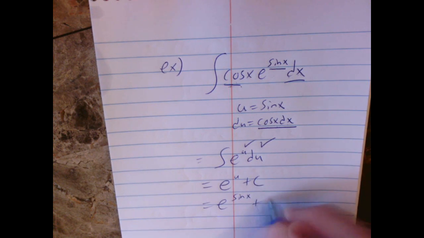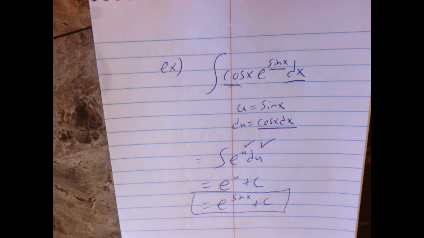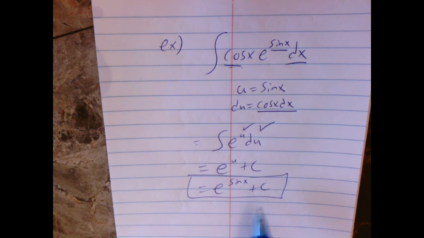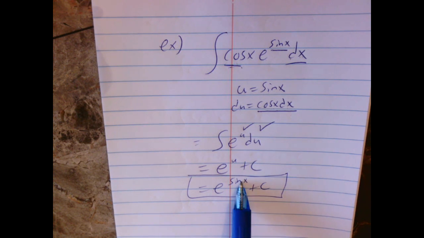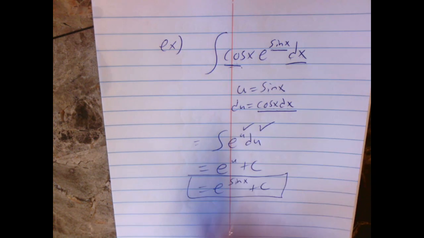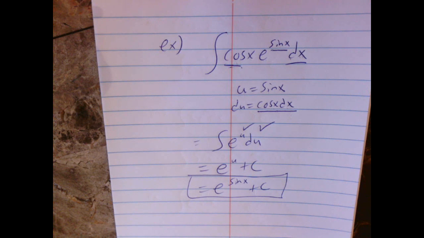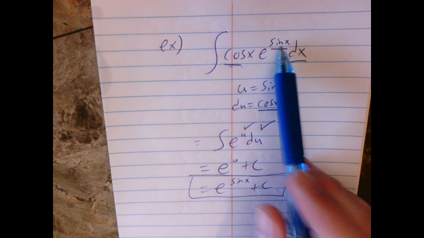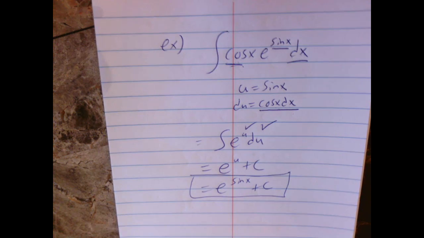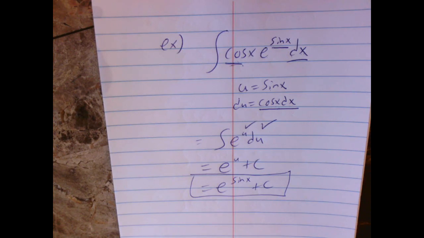So my final answer is here. If I wanted to check it, I would take the derivative of this, which would be e to the sine x times the derivative of sine, which is cosine, which is exactly what we started with. That's it. So a lot of times u substitution does come into play for these. If you ever have something other than just x as the power of e, I would look there first as your u sub.